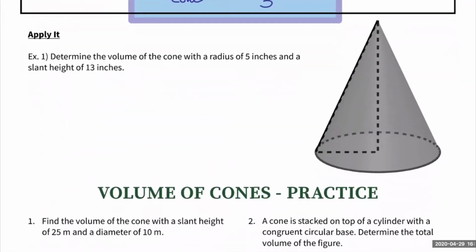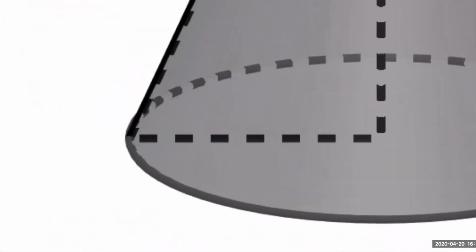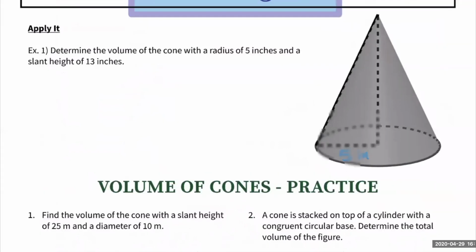All right, let's apply it in a problem now. So determine the volume of a cone with a radius of 5 inches. So I'll go ahead and annotate my diagram appropriately. So radius of 5 inches. And a slant height of 13 inches.